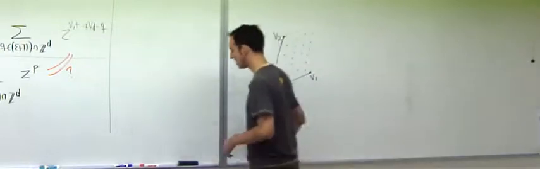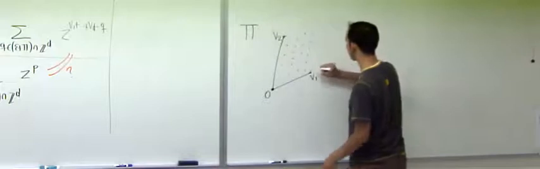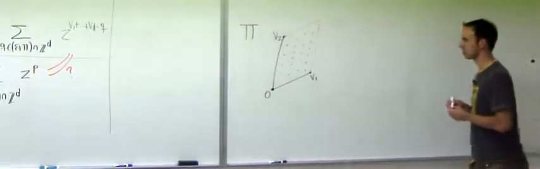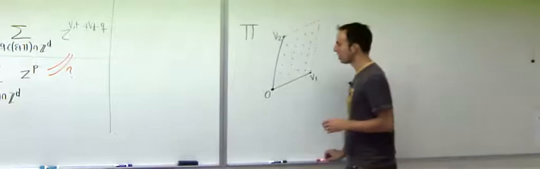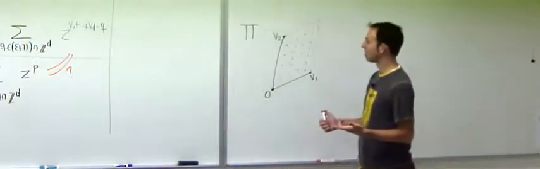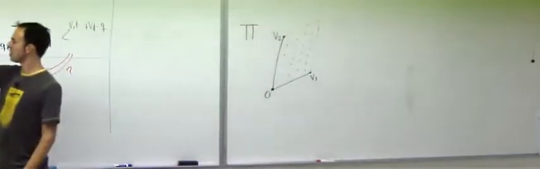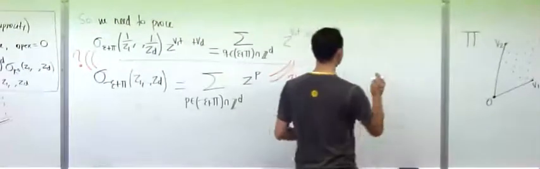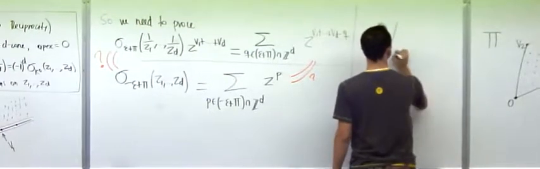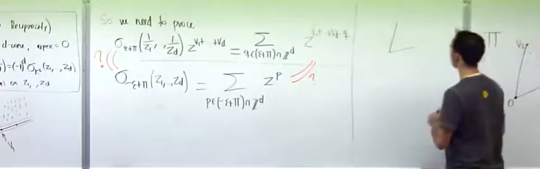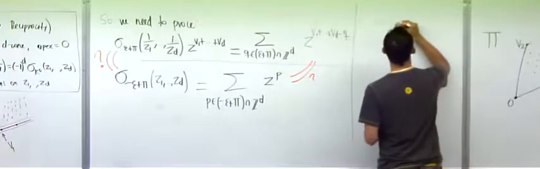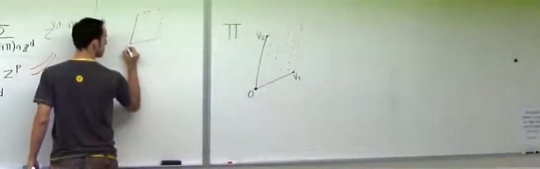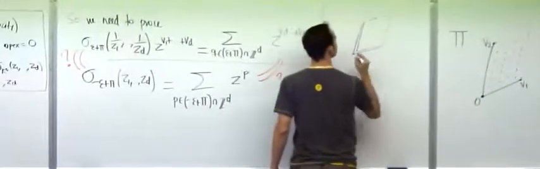That's the fundamental parallelepiped. So what is the fundamental parallelepiped shifted by epsilon? Just kind of bring that down a tiny bit. Let's draw this one. So now I shift it down by a tiny bit, and now it looks like this.